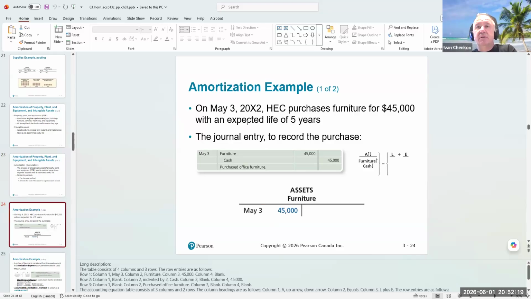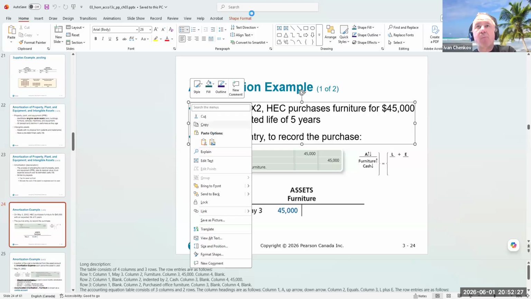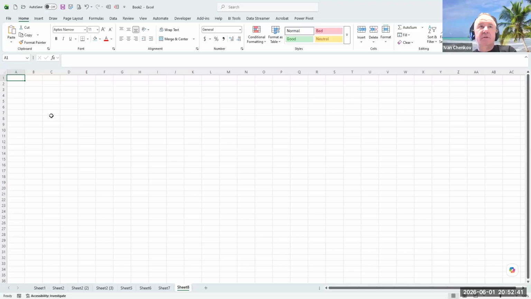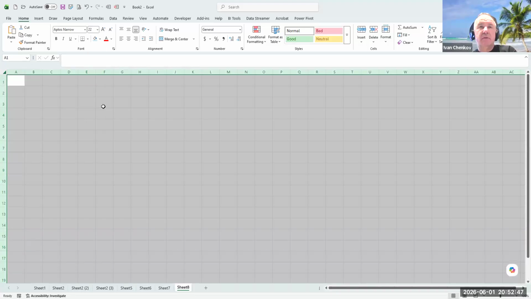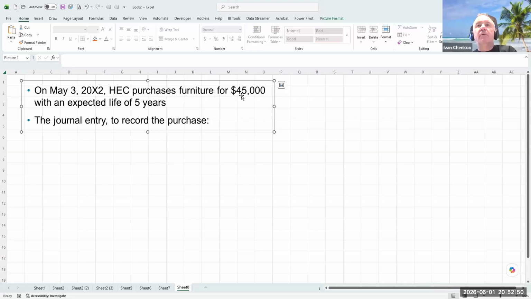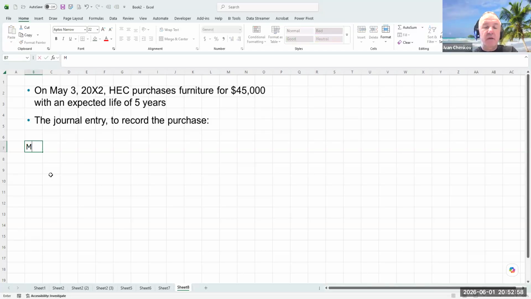Imagine we purchase this furniture. Let's copy it. Let's copy this and let's move it to the Excel spreadsheet. We purchased these furnitures. Let's quickly adjust it to 22 for $45,000 with expected useful life 5 years. Let's do first the journal entry to record those furnitures. May 3rd.